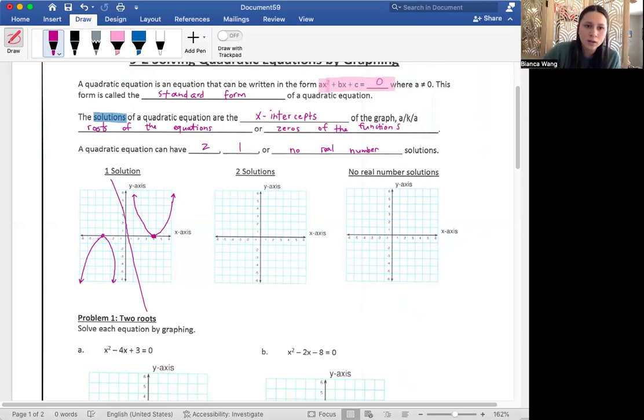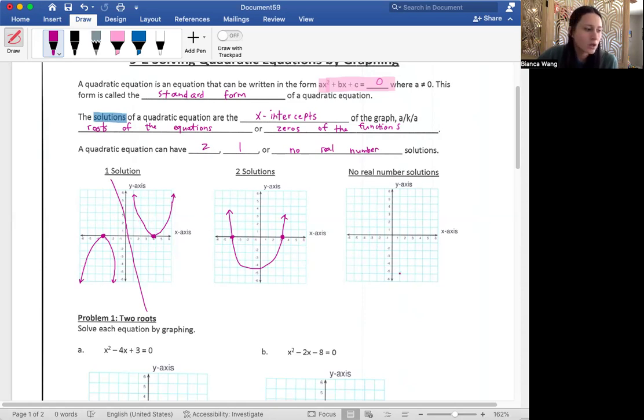And then this is one where it's maybe going the opposite direction and it's touching the x-axis at exactly one point. So these are two separate graphs. Imagine them being on two separate graphs. These are both examples of one solution. Then two solutions is where your parabola cuts through the x-axis twice. So one parabola is intercepting that x-axis twice.